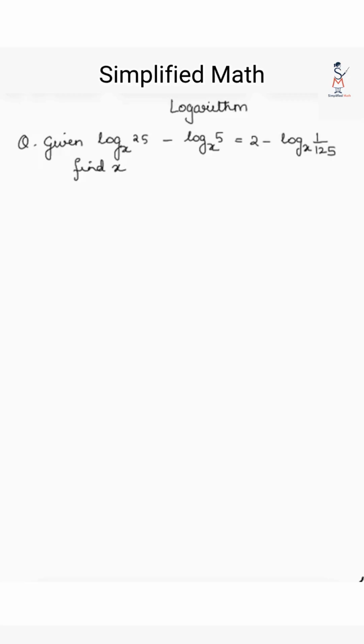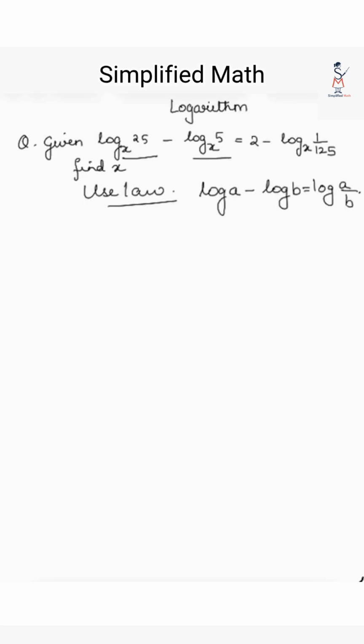So don't worry if the base is x. We will just follow the rules as we do. First we will use the law over here. As we can see, it is log a minus log b. What is the law? Log a minus log b is log a by b. So first we will follow this. That will become log 25 by 5, this whole to the base x.